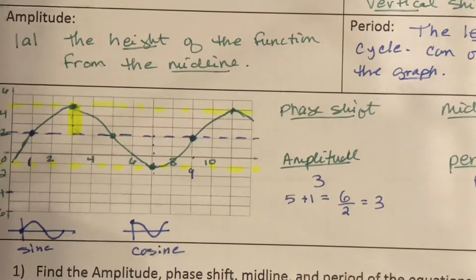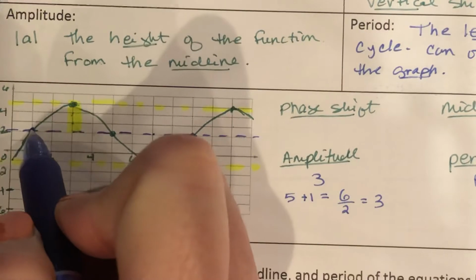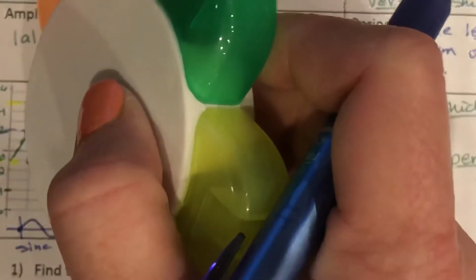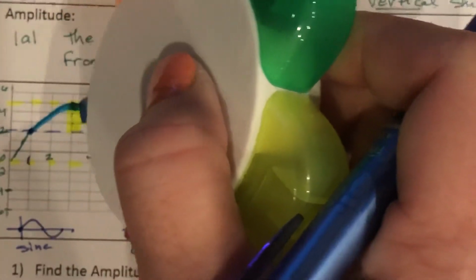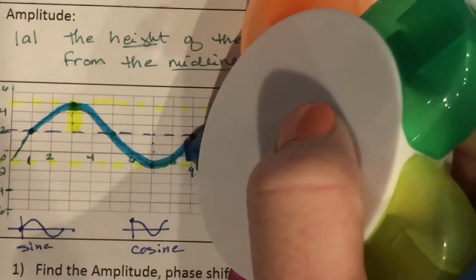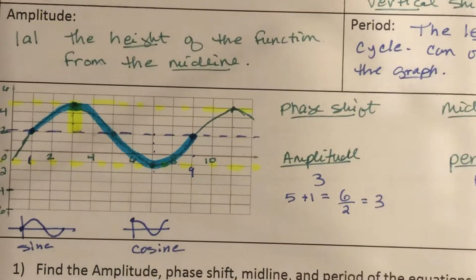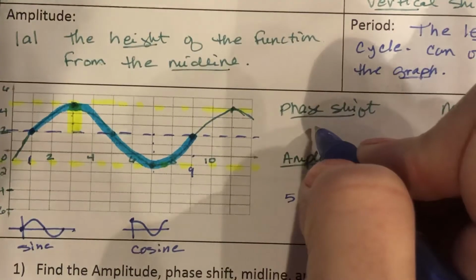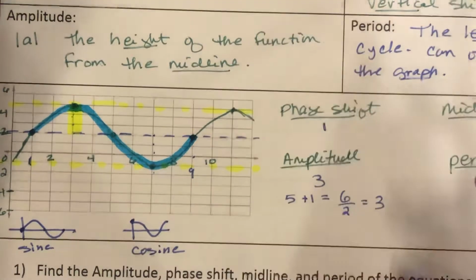So the sine function, here's the midline. It hits 0, 0 right here. If that were shifted, here's our new start point, and then our sine curve looks like this. And that means it has been shifted over 1. So the phase shift is +1.